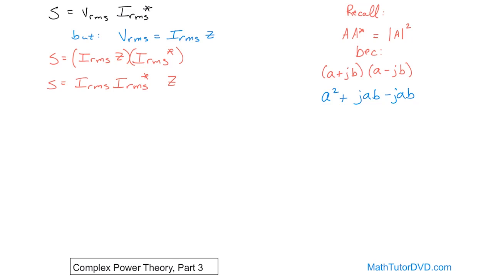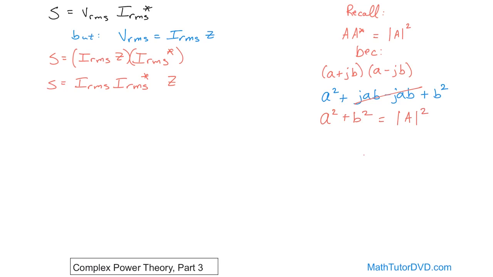And then the last terms: you have a negative times a positive, that's negative, but then j times j is j squared, which is negative 1, which cancels with the negative from the signs, so you end up with a positive B squared here. So these cancel away, and you have A squared plus B squared, which is just the magnitude of the complex number squared.